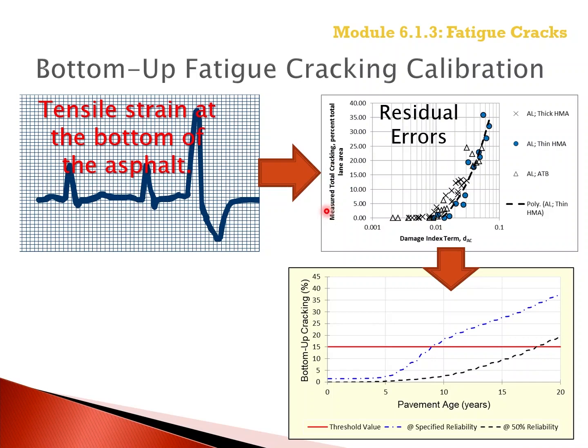And then the reliability level is used to determine the bottom-up fatigue cracking at different reliability values based on the average or the 50% reliability condition.